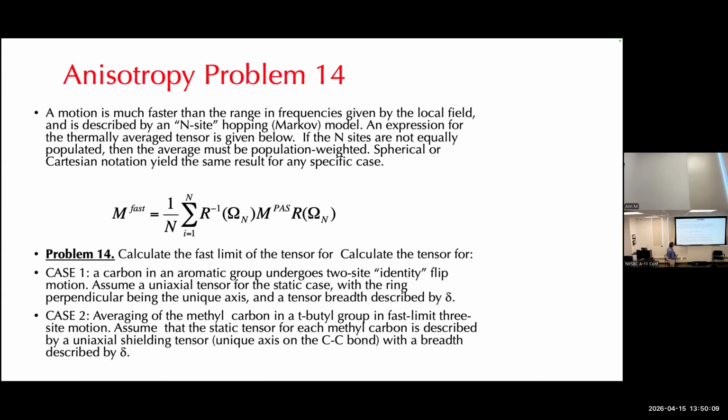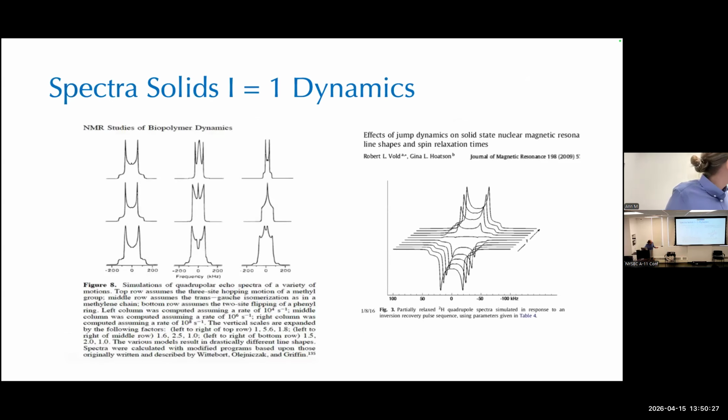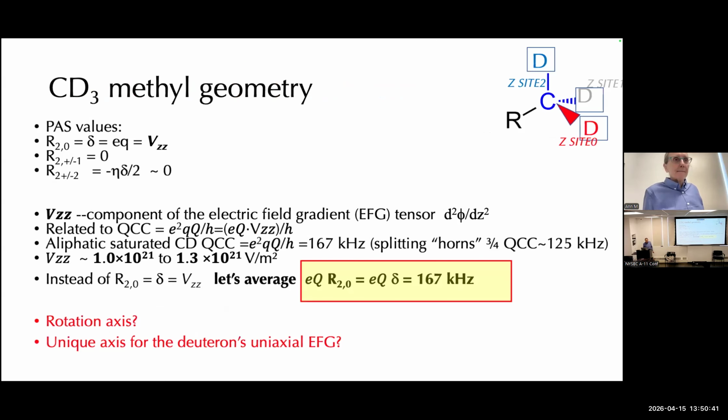So there was a problem that I assigned to you to do that for an aromatic group that has 2-site flipping, or a methyl carbon in a T-butyl group where the methyl groups in that T-butyl are changing places. So those correspond exactly to the top and the bottom here in terms of the geometry. That's a 3-site hop like the T-butyl, and that's a 2-site flip like the phenyl. So now you've seen an example. It has to look like that in the fast limit, right?